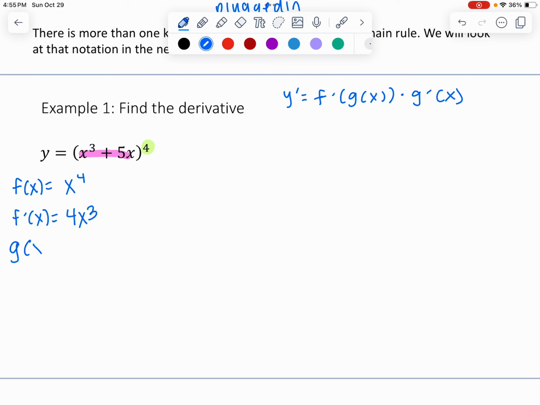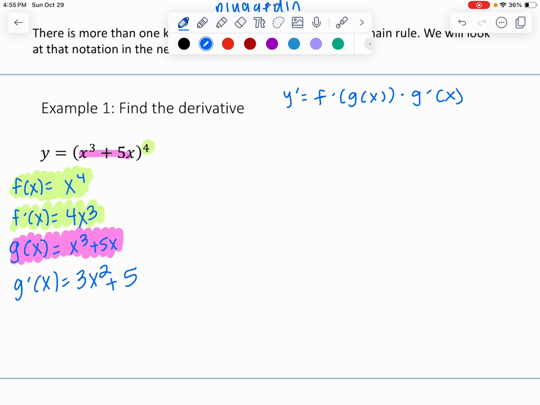And then my inside function is going to be, and I'm going to highlight what I've labeled, this whole part is going to be my inside function. So my inside function is x cubed plus 5x, and the derivative of my inside is 3x squared plus 5. That is basically all the heavy lifting we have to do. We found all of the derivatives. Now we need to put all of that information together.